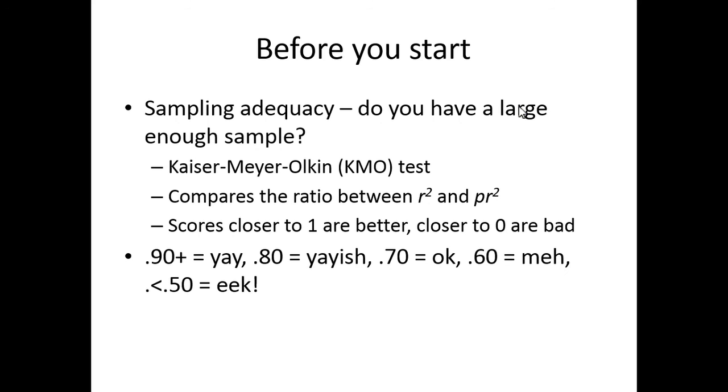But there is a way to test that, and this is pretty popular. It's the Kaiser-Meyer-Olkin, or the KMO, sampling adequacy test. Do I have enough people to adequately fit a structure to an EFA? It compares a ratio between overall common variance and a unique type of variance, so R to PR, and you want common variance to be much larger than unique variance. So scores closer to 1 are better, closer to 0 are bad.